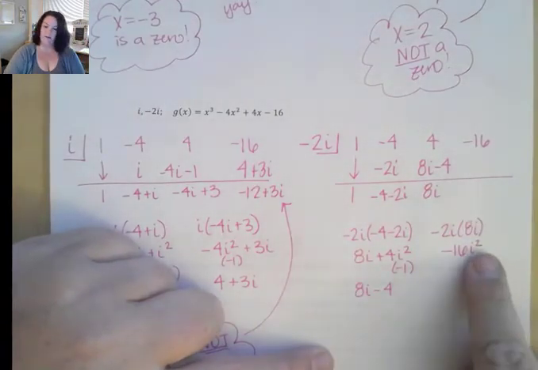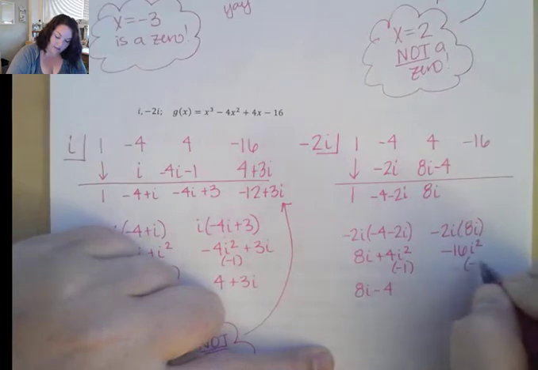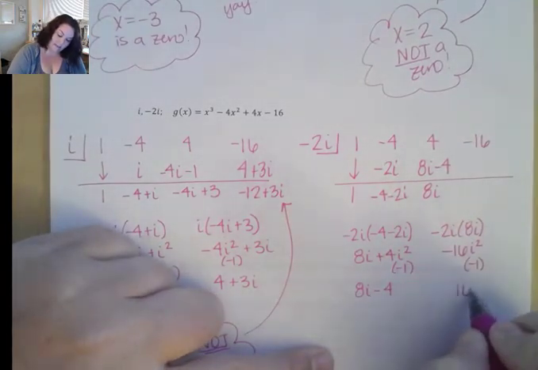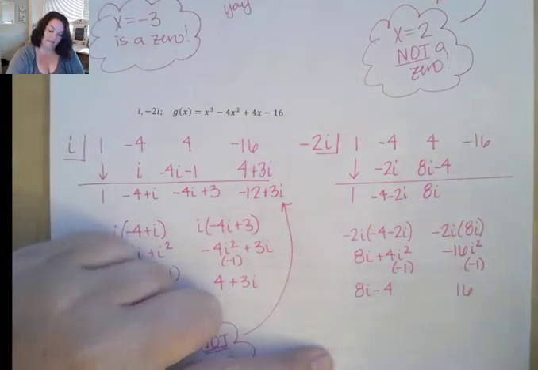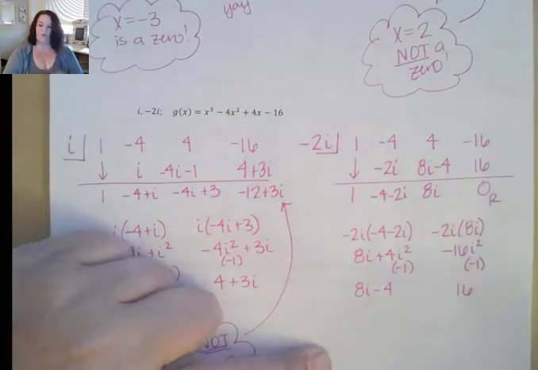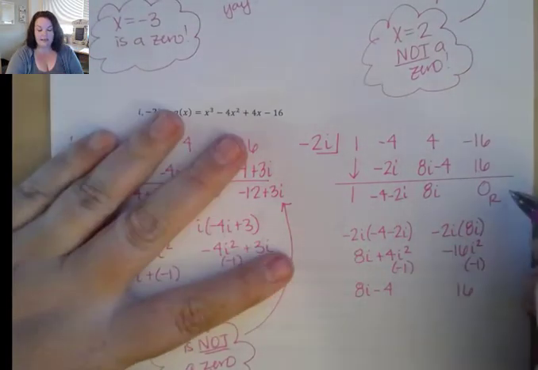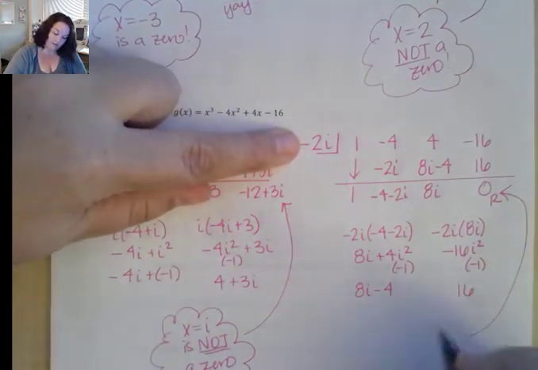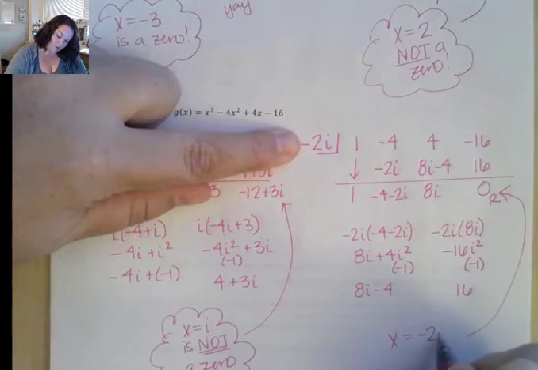-2i times 8i is -16i squared. And then remember, i squared is -1. So -16 times -1 makes this a +16. So that's what I'm going to write underneath my next number. And they happen to be opposite. So that gives me a 0 for my remainder. So because I got a 0 remainder, that means whatever's in my box up here, which is -2i, is a 0. Okay.